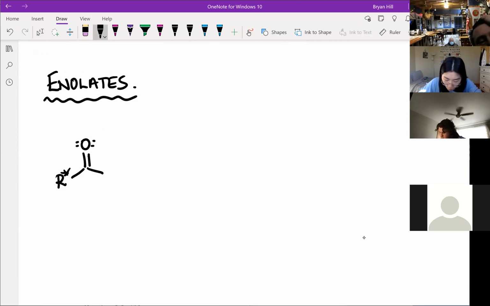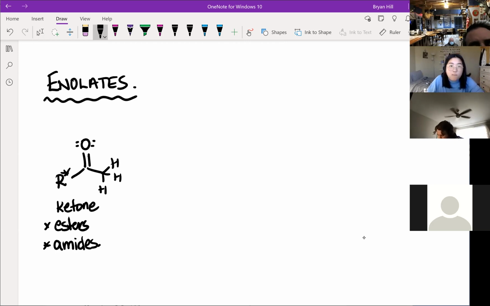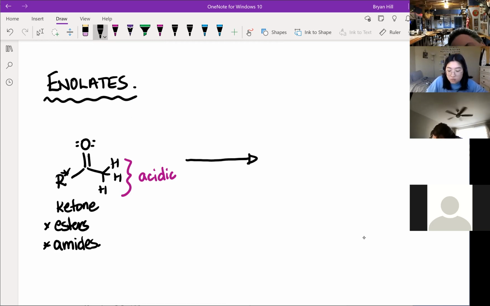Now, one of the very interesting things is that if you've got a carbonyl compound, and typically these are ketones, esters, and amides, and it's probably more popular with esters and amides, to be perfectly frank, the protons that are on the alpha carbon are relatively acidic.